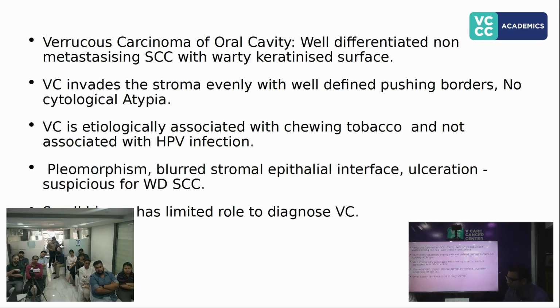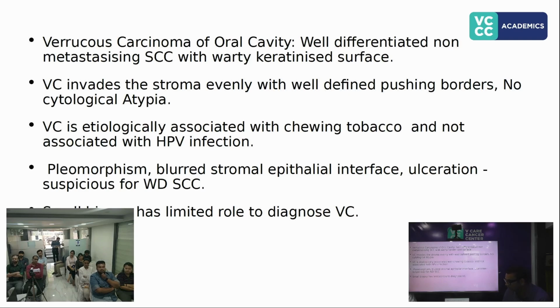It basically invades the stroma evenly in finger-like pushing borders, and there is a very sharply defined stromal and epithelial interface, and this interface contains plenty of lymphocytes and plasma cells. In verrucous carcinoma, there is no pleomorphism, no atypical mitosis should be there, and if we get these kinds of morphological features in association with surface ulceration, then the diagnosis is questionable.